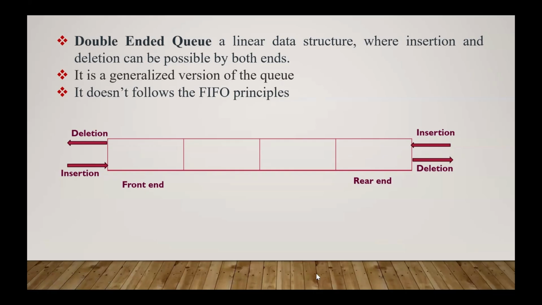Then it does not follow first come first serve, because in a queue the element inserted first is deleted first. But here, insertion and deletion can be performed at both ends. So this is a queue, this is the rear end, this is the front end. The rear end is used for insertion and the front end is used for deletion. But in a double-ended queue, at both ends we can perform insertion as well as deletion. That's why it does not follow first come first out.